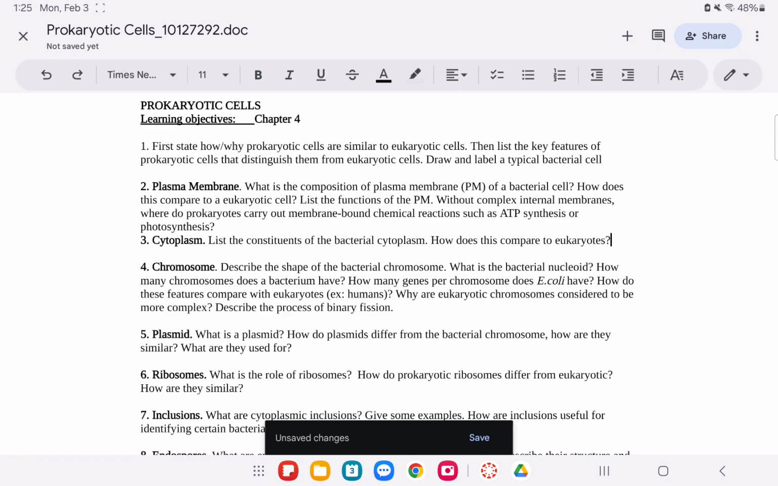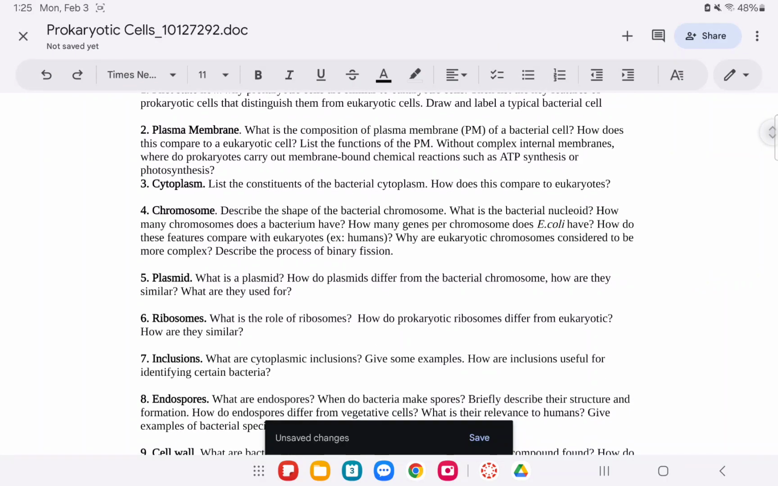How do these features compare with eukaryotes? We have lots of DNA. I've got 46 pieces of DNA. It's all linear. I'm diploid, 23 from mom, 23 from dad. Why are eukaryotic chromosomes considered to be more complicated? First of all, there's a lot more of it, and it's wrapped around proteins known as histones, to keep it all tucked into the nucleus. Binary fission is a simple process where they copy their DNA, extend the wall and the plasma membrane, and then cut in half. It's super quick.